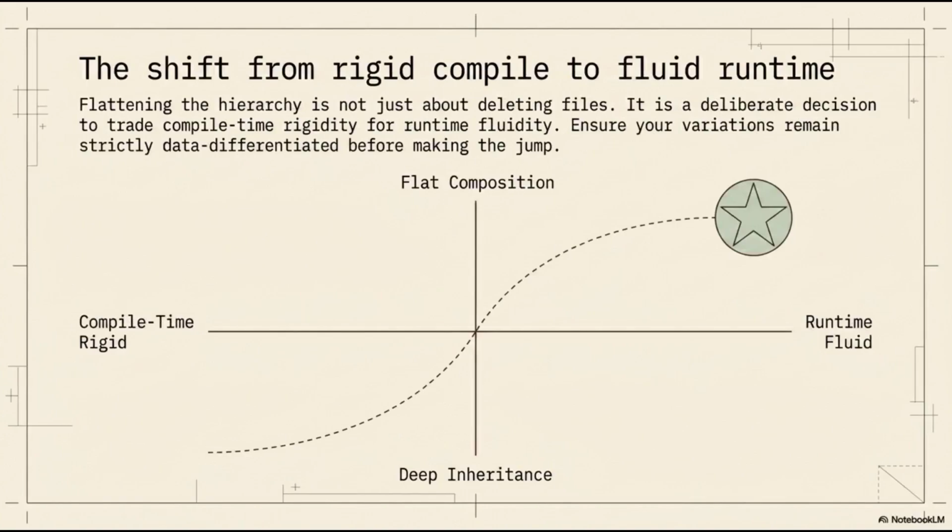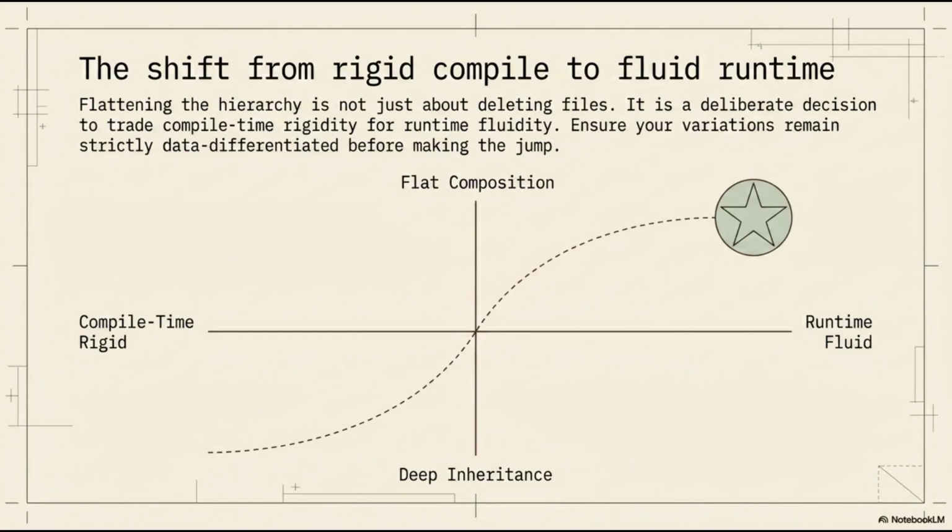Understanding the fundamental transition from rigid compile time practices to fluid runtime execution is crucial in modern software development, as depicted by the central theme of this slide. Flattening the hierarchy is not merely about deleting files or simplifying code structure. It represents a deliberate and strategic decision to exchange the strictness and predictability of compile time rigidity for enhanced runtime fluidity and adaptability. A critical prerequisite for successfully navigating this shift is ensuring that any variations within your system remain strictly data differentiated before making the architectural jump. This prevents complexity from simply shifting from one domain to another.